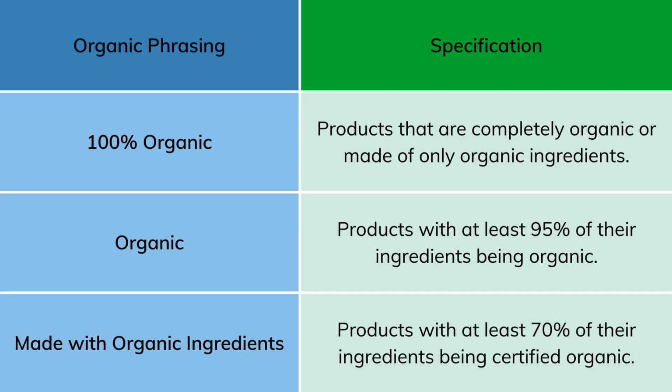Now, there are a few different levels to the organic claim. 100% organic is products that are completely organic or made of only organic ingredients. Organic is products with at least 95% of their ingredients being organic, and made with organic ingredients are products with at least 70% of their ingredients being certified organic. Now, even if you don't have organic certification, you can still use your ingredient list to indicate which of your ingredients are organic. Another thing to note here is that any product that's certified organic will automatically also be non-GMO, which helps us segue to our next category.